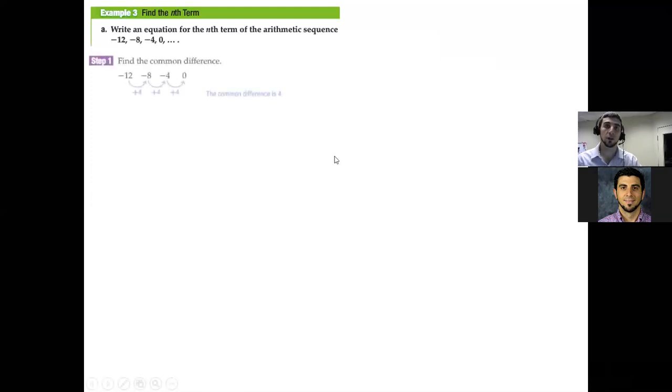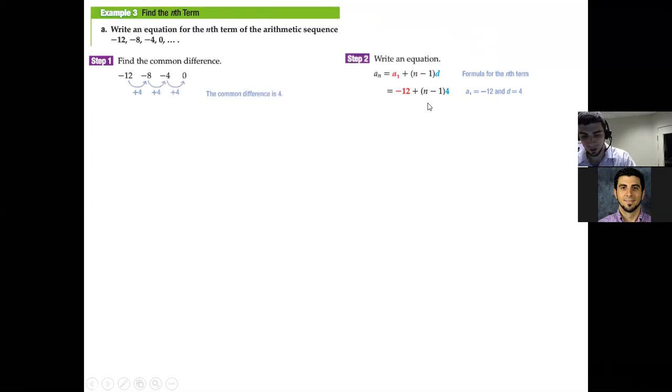So I've got to find the common difference, make sure it's an arithmetic sequence, and you'll notice that each time it goes up by 4, so plus 4 each time. So my equation is a sub n equals a1 plus the quantity n minus 1 times d. I know that a1 is negative 12, and the common difference is 4. So this is the equation right here. Now I can simplify that by distributing the 4 and combining like terms.